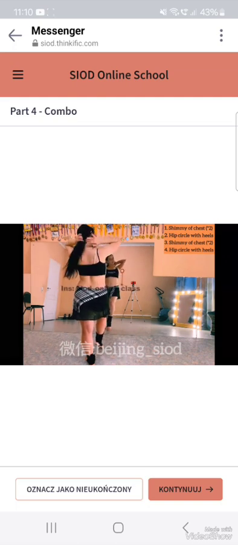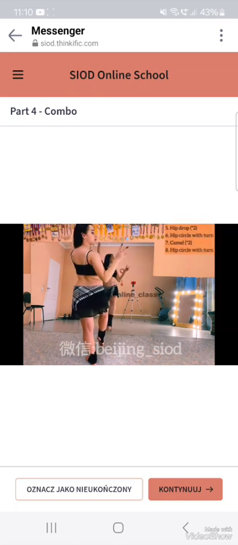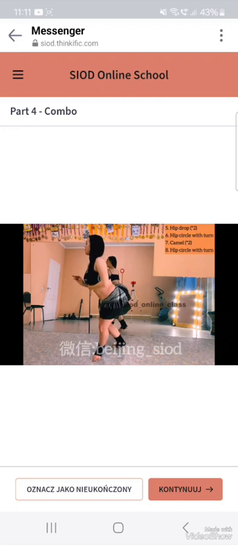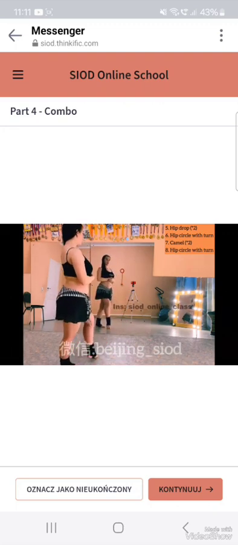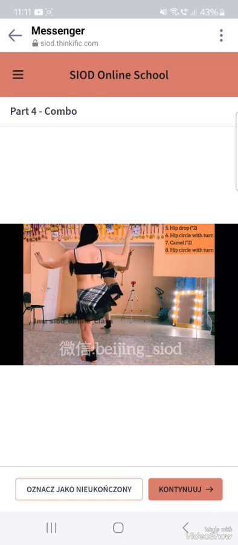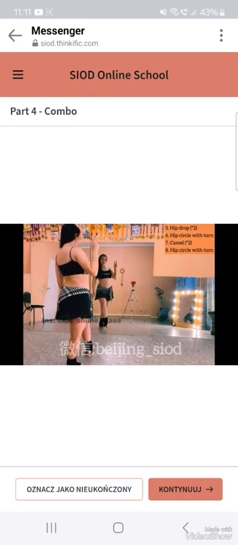Now we will stand little bit diagonal to right diagonal, here we make 2 hip drops, 1, 2, 3 and 4. After it, to the same right diagonal, we will make hip circle with turn, 1, 2, 3, 4. So again, hip drop, hip drop, hip circle with turn.